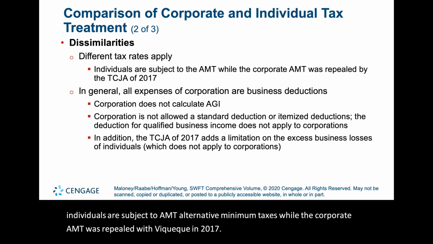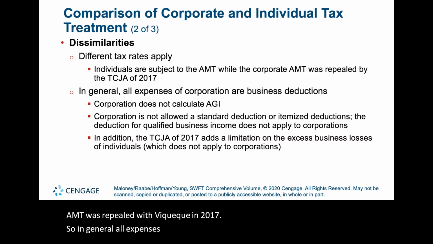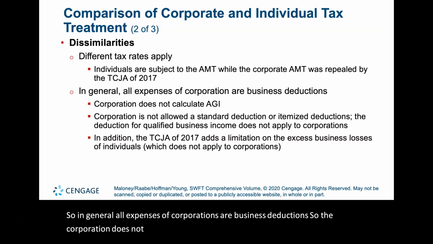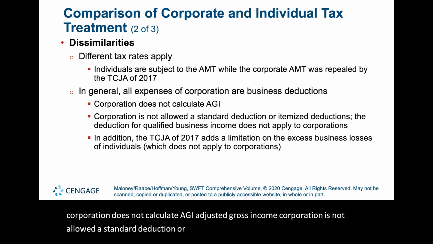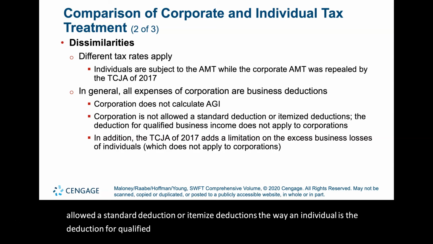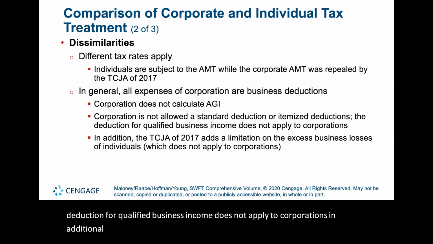So in general, all expenses of corporations are business deductions. The corporation does not calculate AGI, adjusted gross income. A corporation is not allowed a standard deduction or itemized deductions the way an individual is. The deduction for qualified business income does not apply to corporations. In addition, the TCJA of 2017 adds a limitation on the excess business losses of individuals that does not apply to corporations.